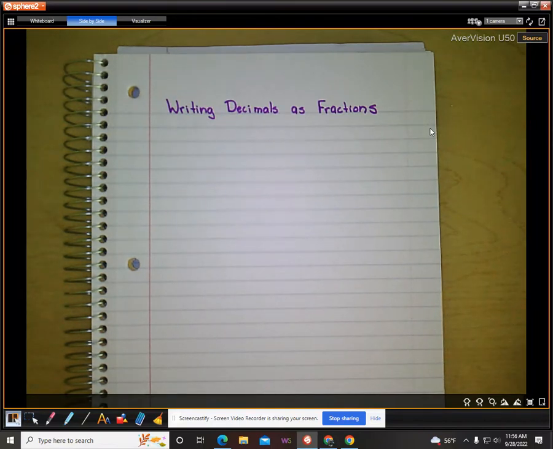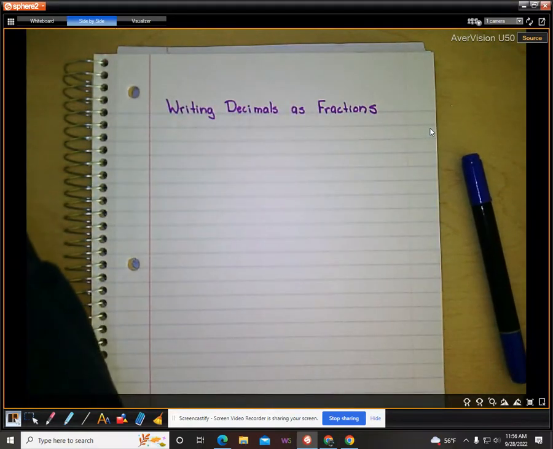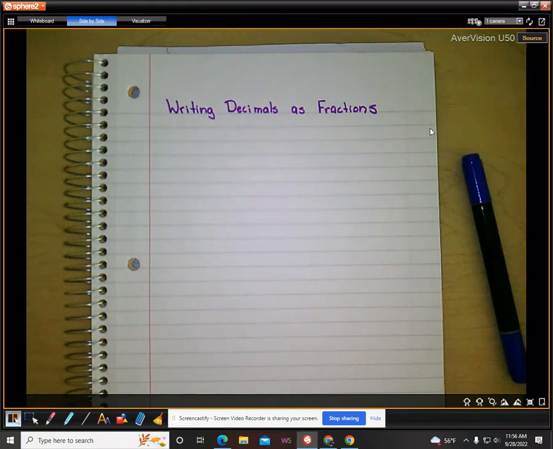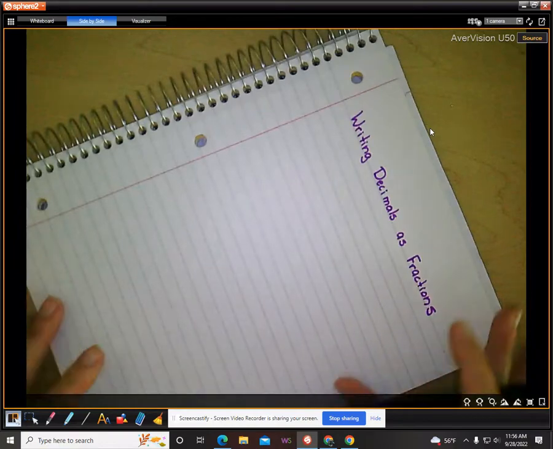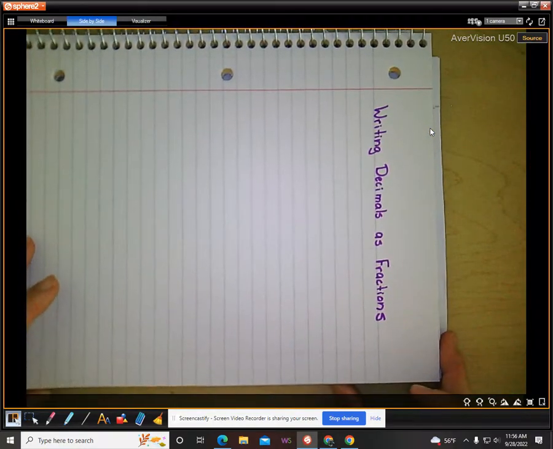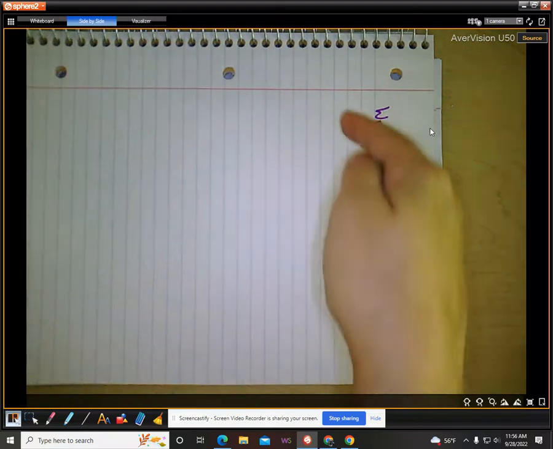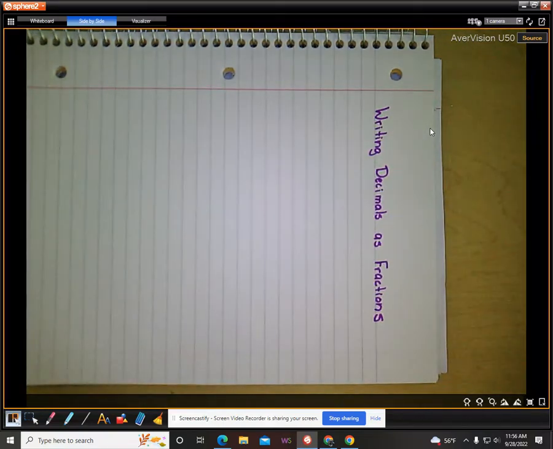So first thing we're going to look at is writing a decimal as a fraction. So if you are given a decimal, you should be able to write it as a fraction. And it's actually pretty simple as long as we understand one thing. First thing you have to understand in order to write decimals as fractions is how to read a number. So the first thing we're going to go over is place value. I find the easiest way to write a place value chart is to turn your paper going this way because we're going to write the name of each place value below it.